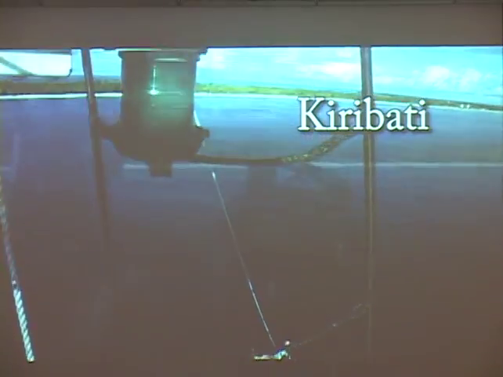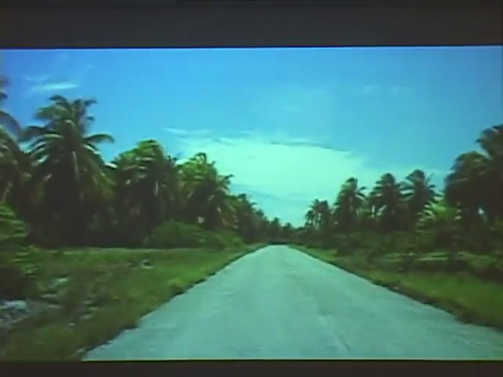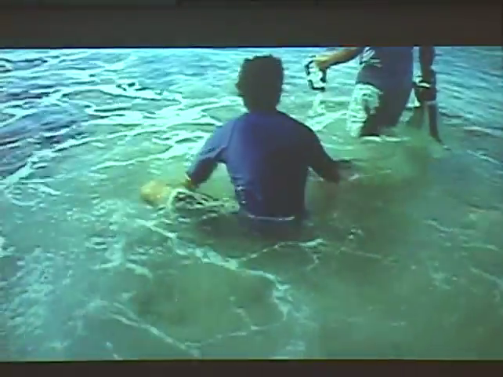One of the exciting things about this is going to foreign countries. So this past year we went to the Republic of Kiribati. I'm sure you've all heard of Kiribati, the largest nation on Earth, right? 7,000 kilometers long, 85,000 people.